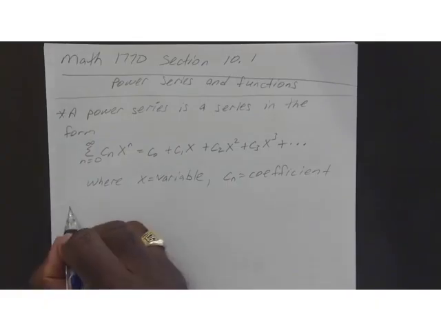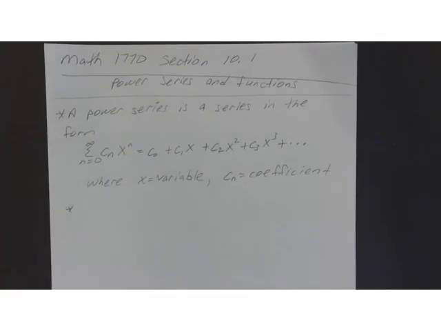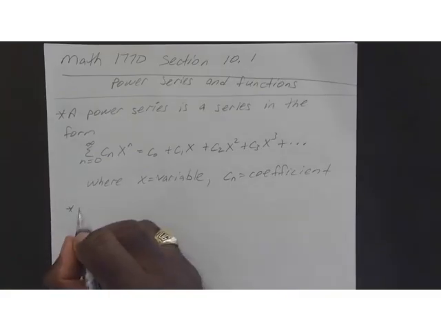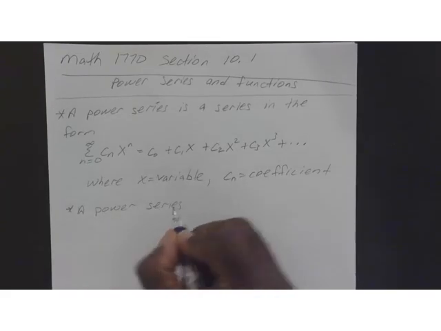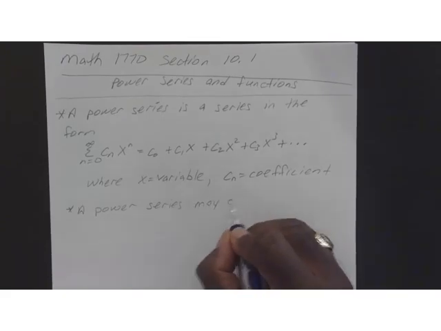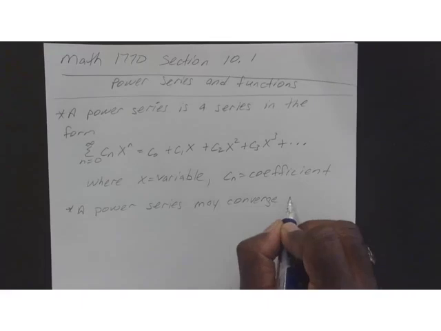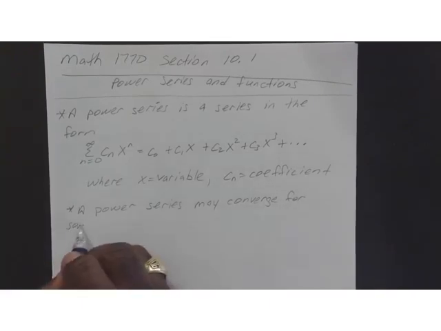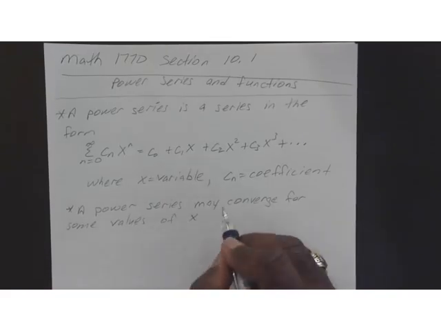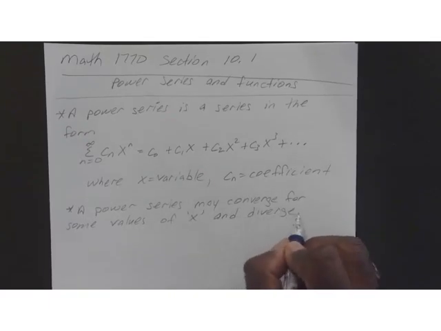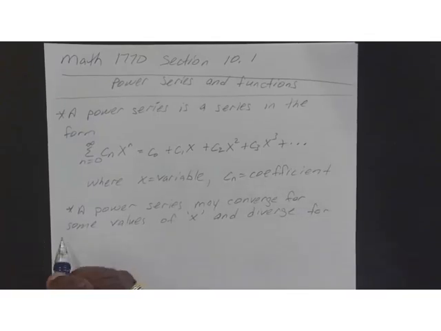The thing about a power series is that for a power series, you may have some values of x where it's convergent and some values of x where it's not. Okay, so a power series may converge for some values of x and diverge for other values of x.